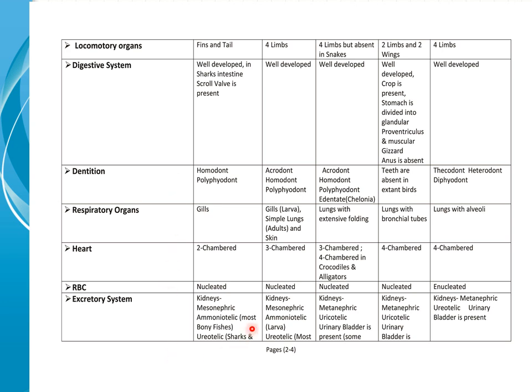Now coming to the presence and absence of urinary bladder. Urinary bladder is absent in fishes. It is present in amphibians, reptiles, again absent in birds and present in mammals. Absence of urinary bladder in fishes is an aquatic adaptation, as well as the absence of urinary bladder in birds, especially flying birds, is also a flight adaptation.